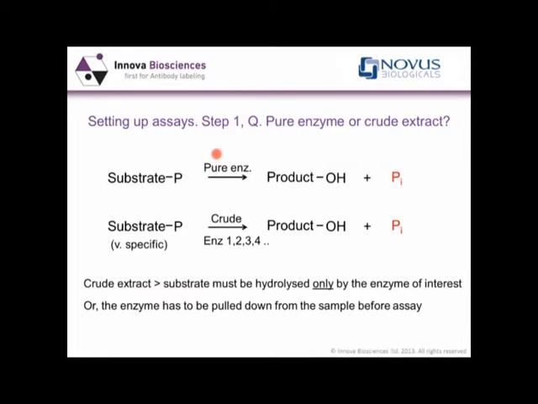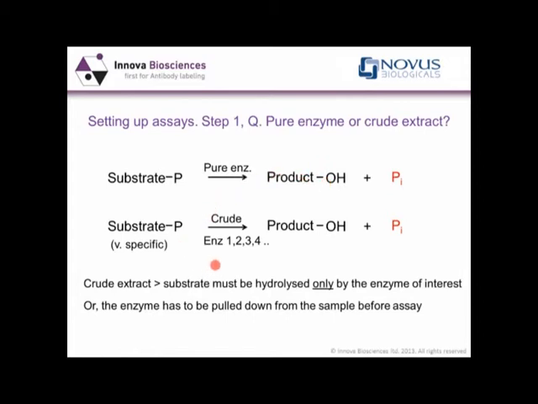Okay, the first question to ask is, do you have a pure enzyme or a crude extract? Now, if you have a pure enzyme, the product that's formed must be attributed to this enzyme because there are no others in the system. So this is a very, very simple setup, perhaps the most commonly used one in high-throughput screening labs, because there's no confusion about where the product has come from.